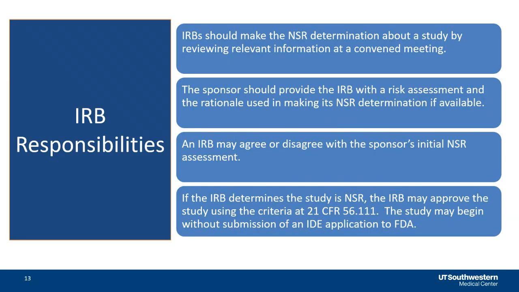So now let's move to the responsibilities of the IRB when it comes to both significant risk and non-significant risk devices. The IRB is responsible for making a non-significant risk determination for said research when reviewing at the fully convened meeting. If available, as mentioned in the previous slide, the sponsor should provide the IRB with the risk assessment and the rationale for making the determination that the device is non-significant risk. The IRB may agree or disagree with the sponsor's initial non-significant risk device determination.